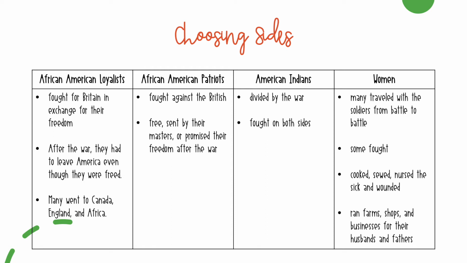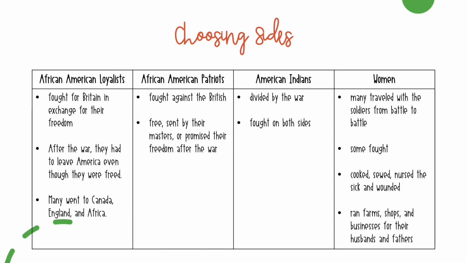One of the pitfalls of any war is that it forces people to choose sides. During the American Revolution, people could be patriots, meaning they were fighting for American freedom, loyalists who sided with Great Britain, or remain neutral and not take a side. There were two groups in particular that had to make a choice. Africans and Native Americans were divided amongst themselves.